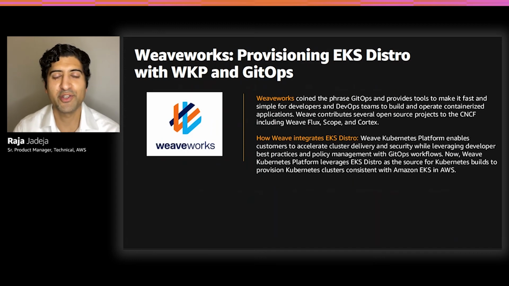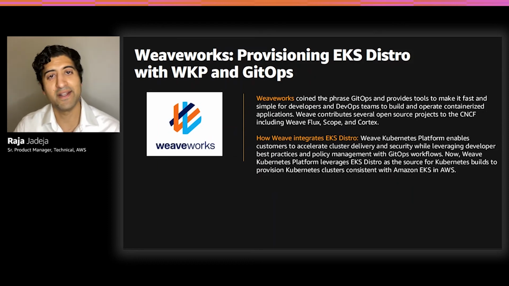So the first one here we wanted to talk about was Weaveworks. Now, we've been working with Weaveworks for some time. They provide a set of good GitOps tools. In fact, they've coined that phrase. And they also have Weaveworks Kubernetes platform too for provisioning Kubernetes clusters. And they integrate in all their GitOps tools so you get the benefit of the deployment pipelines, the GitOps approach when you go to provision clusters.